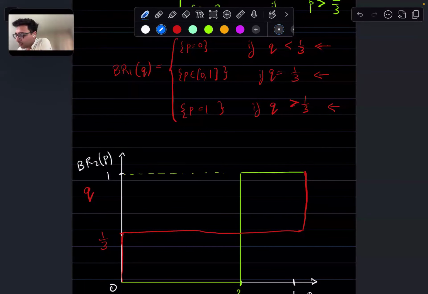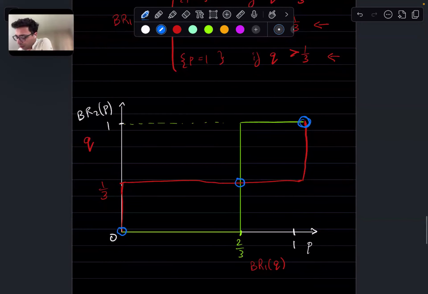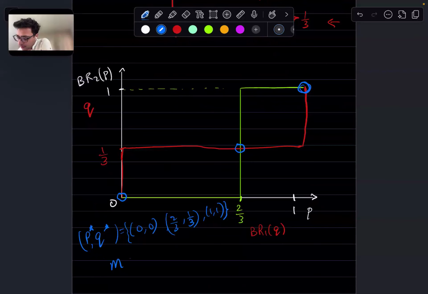Do you see how these best responses overlap 3 times? One is at P star, Q star equal to 0, 0. One is at 2/3, 1/3. And one is at 1, 1. These are our mixed strategy Nash equilibria, this set.